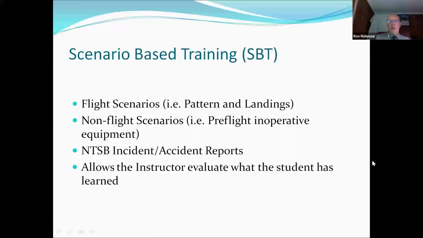Then there are non-flight scenarios, like pre-flight inoperative equipment. You propose a scenario where you walk out to the glider and the airspeed indicator is reading 60 knots. Well, what are you going to do? Obviously the indicator may not be broken, because I've actually seen that happen, and I'm sure a lot of experienced instructors have seen that happen many times.